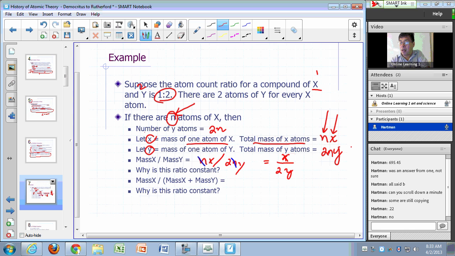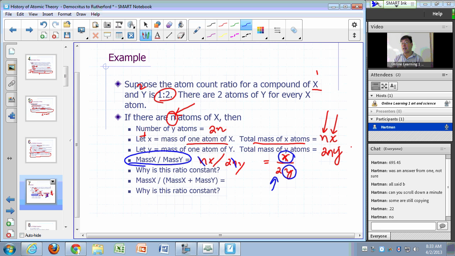Well, x is the mass of an atom of X, so that's a constant. Little y is the mass of an atom of Y, so that's also a constant. The number 2 is a constant. A constant divided by a constant times a constant is just a constant. So that explains why the mass-to-mass ratio is a constant.